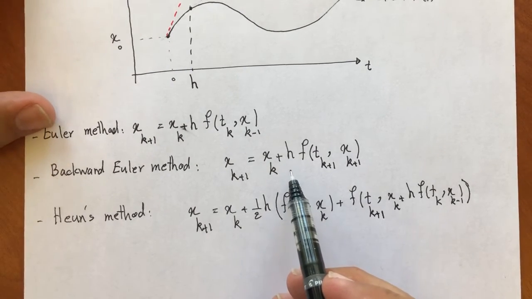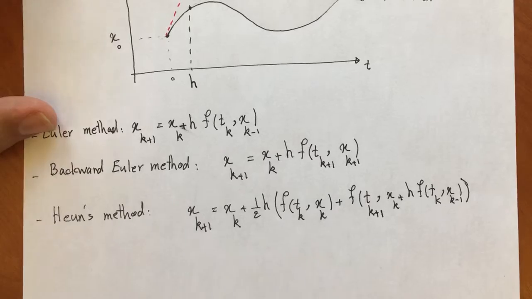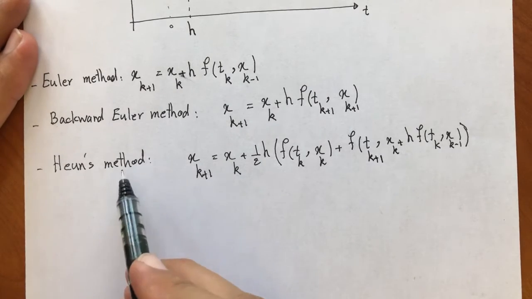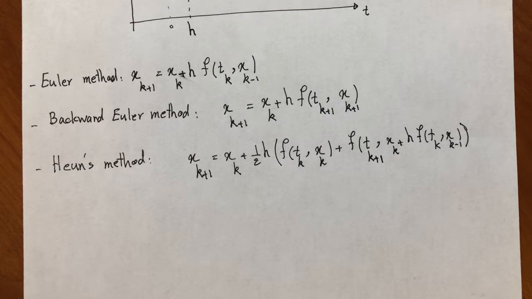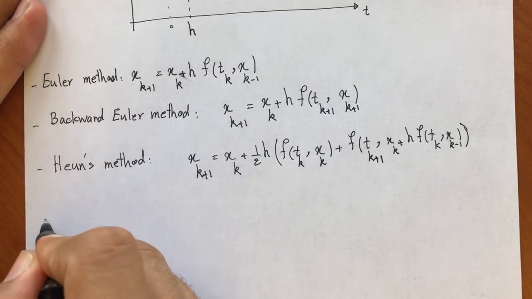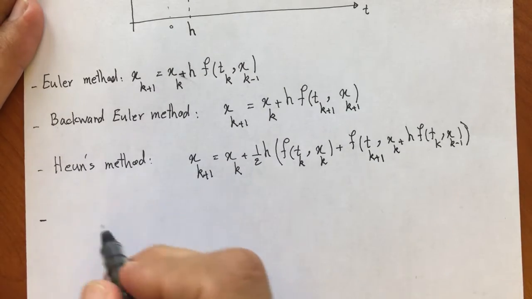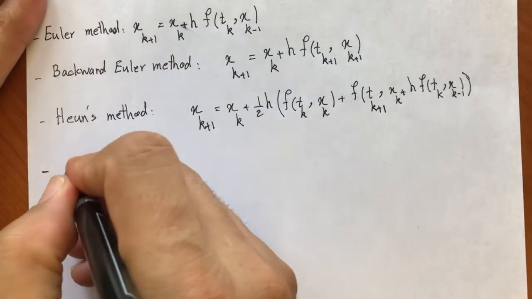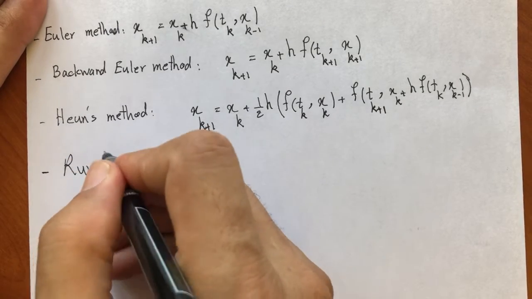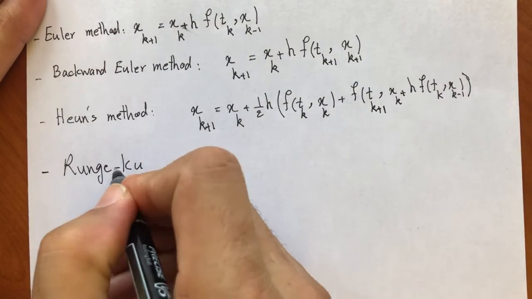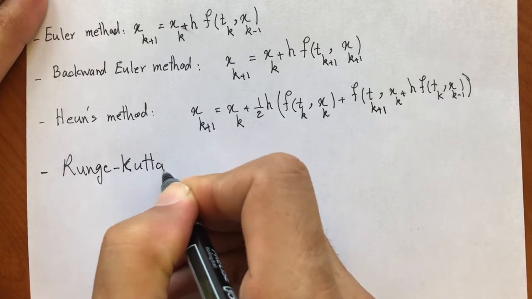Okay. This one is computationally much less expensive than the backward Euler method, and it is pretty robust. The most sophisticated one is the Runge-Kutta method, and there are different versions of this Runge-Kutta method. Actually, Heun's method is a type of Runge-Kutta method as well. But the most sophisticated one, ODE45, is the one which I'm going to explain. So, the Runge-Kutta method.